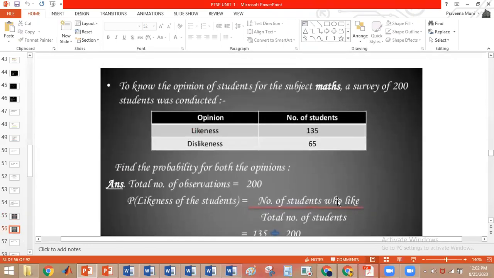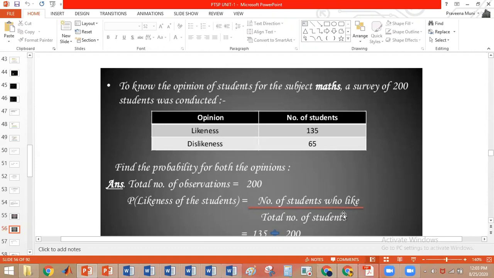See the next example here. Say there is a survey conducted for students to check how many students like maths and how many dislike maths. This survey is conducted among 200 students, and the likeness of maths we are getting for 135 students out of 200, and dislike for 65 out of 200. Now we have to find the probability for both the opinions.